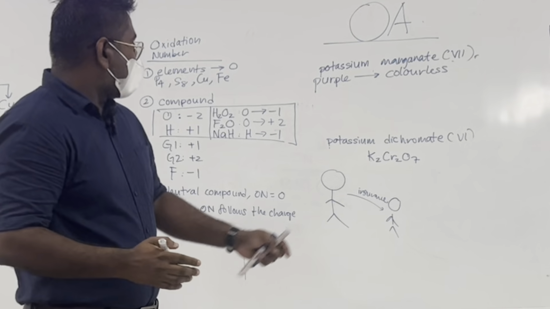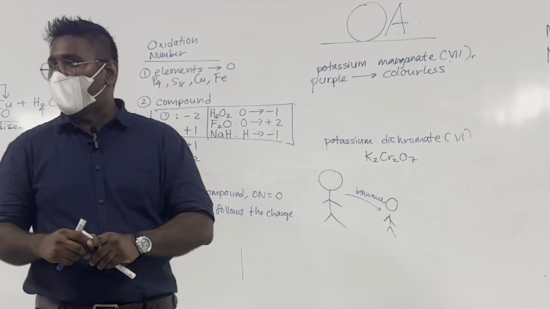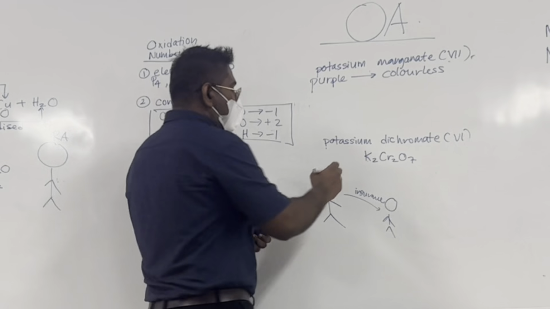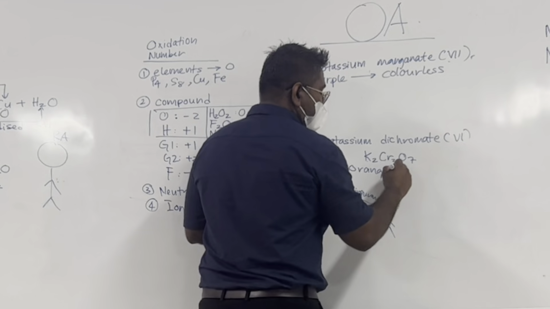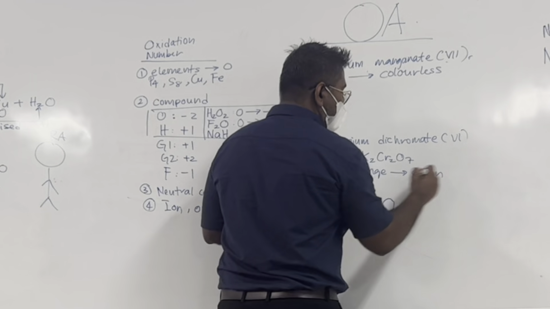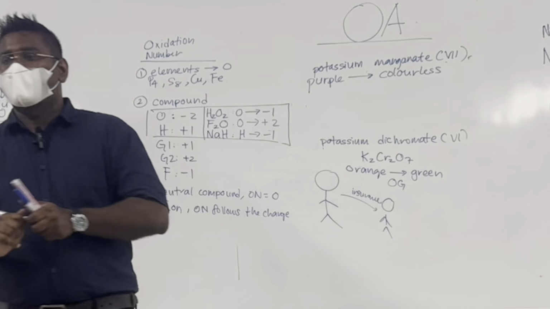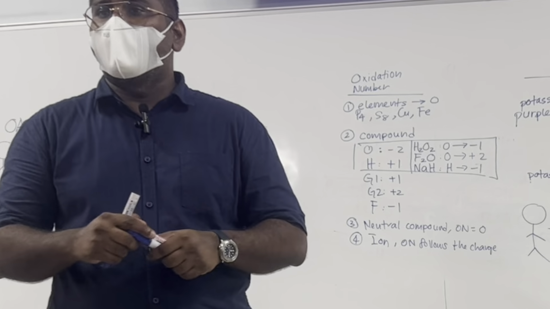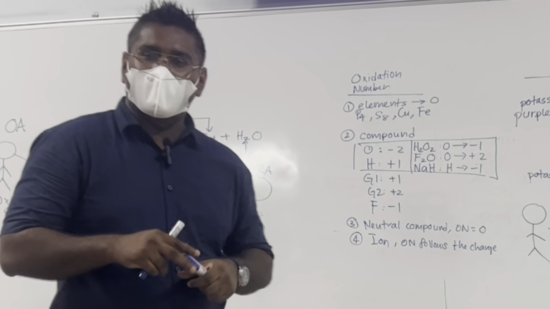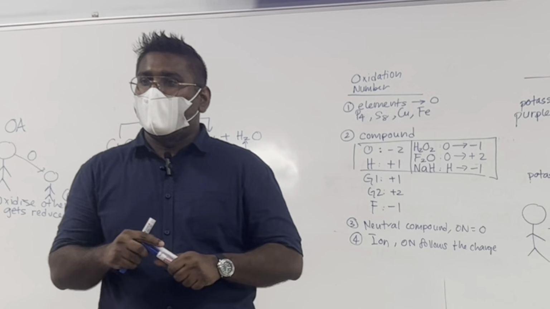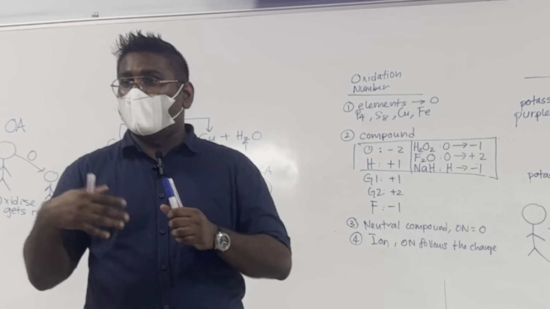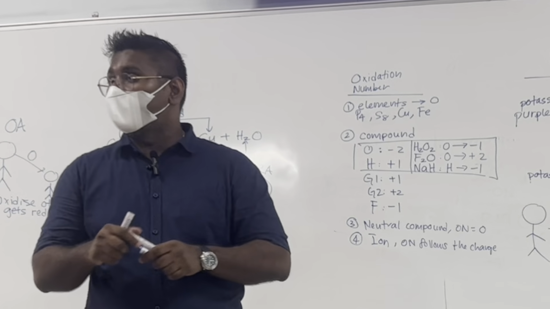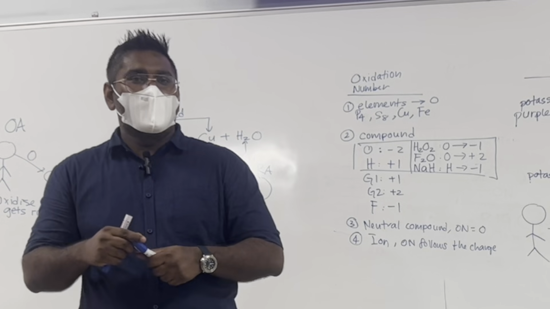And the color change for potassium dichromate, must memorize: orange to green. OG. Orange to green, that is the color. But it doesn't stop over there. We need to learn how to write the ionic equation, which means the half equation, and that is what I'm going to teach you after this, which is going to be related to this.